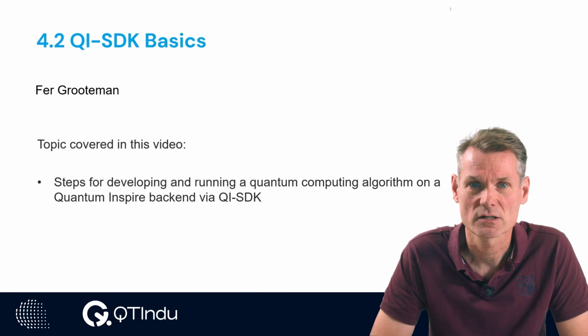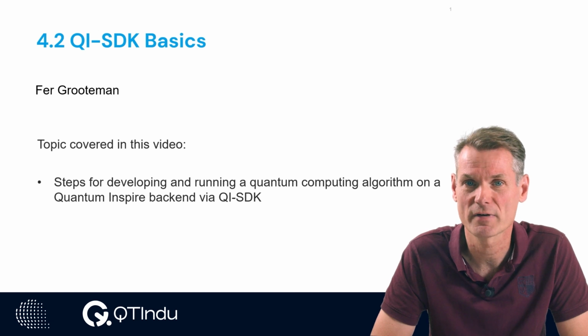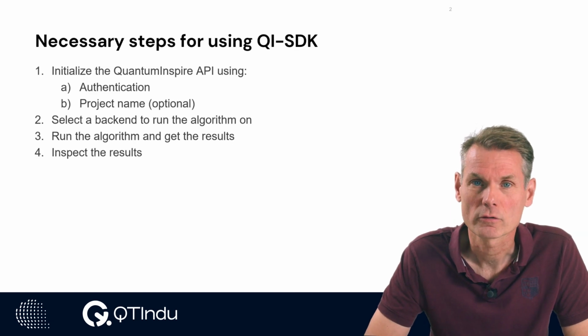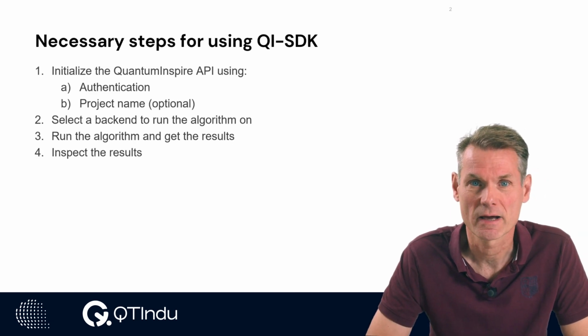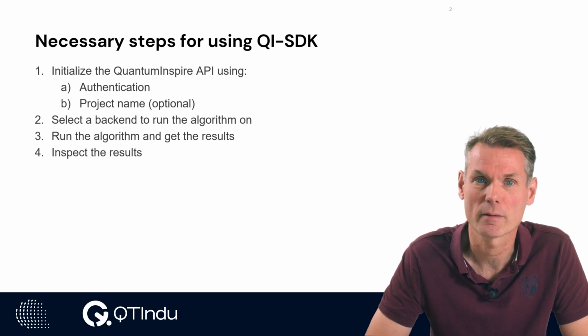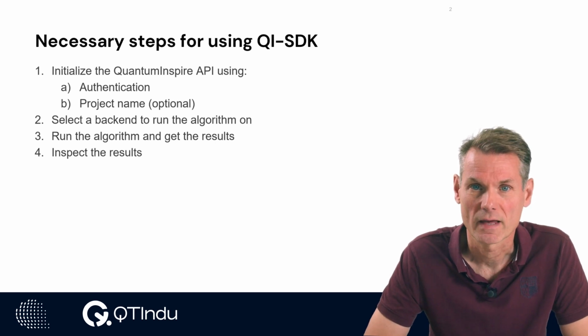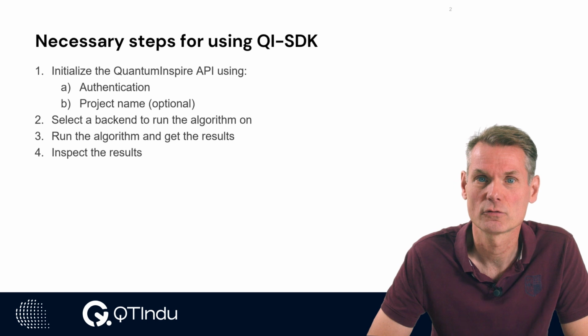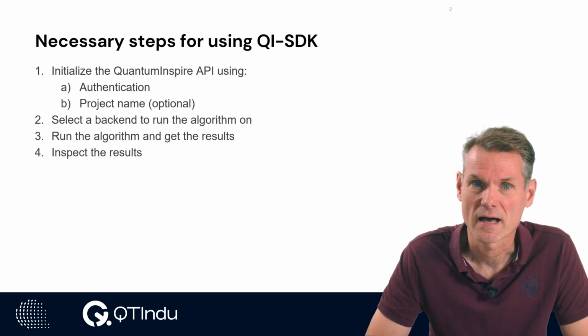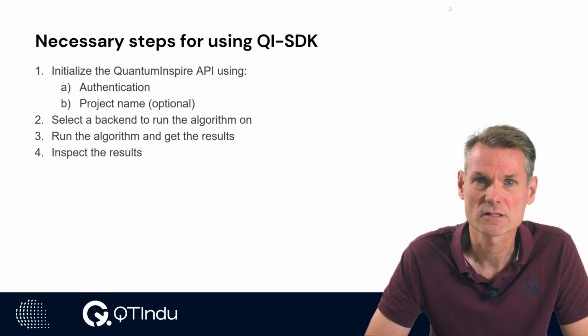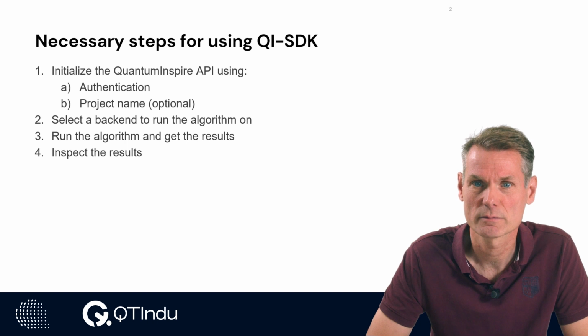First, let's discuss what generic steps we have to take when we want to create and run our first algorithm via QI SDK. The core of QI SDK is the API, short for Application Programming Interface. The API defines the interface to Quantum Inspire. It hides all kinds of technical details for us to interact with Quantum Inspire. We only need to take a few generic steps to run our first algorithm.